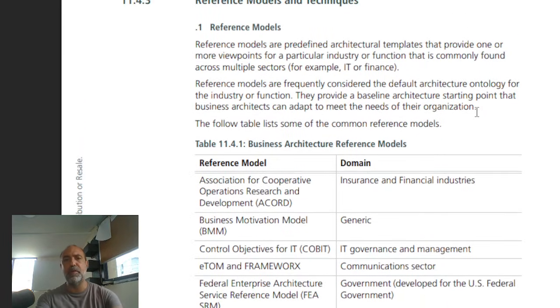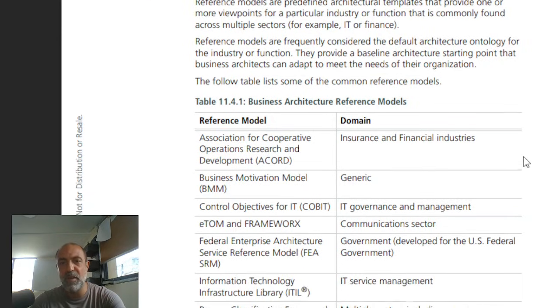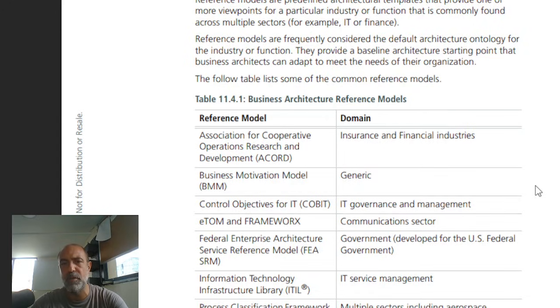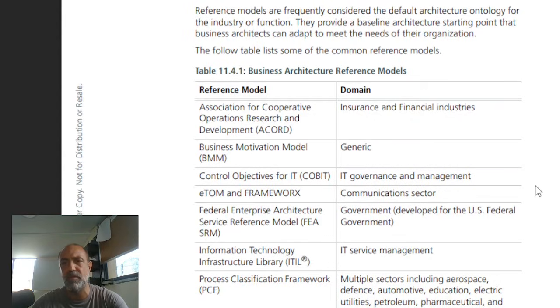Reference models are predefined architectural templates that provide one or more viewpoints of a particular industry or function that is commonly found across multiple sectors, for example, IT or finance. Reference models are frequently considered the default architecture ontology for the industry or function. They provide a baseline architecture starting point, and the business architects can adapt to meet the needs of their organization.